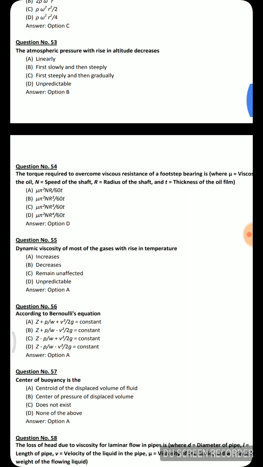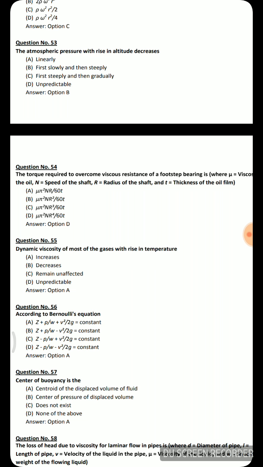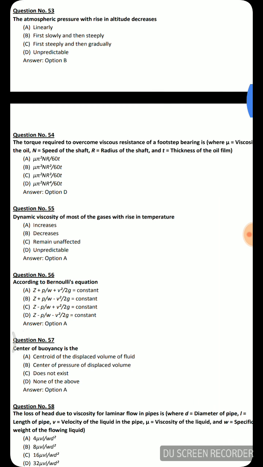Next question. According to Bernoulli's equation, Z plus P by W plus V square by 2G is constant. So the correct answer is option A. Next question. Center of buoyancy is, as you know from the definition, the centroid of the displaced volume of fluid, because buoyancy force is equal to the weight of the fluid displaced and it acts at the centroid of the displaced volume of fluid.